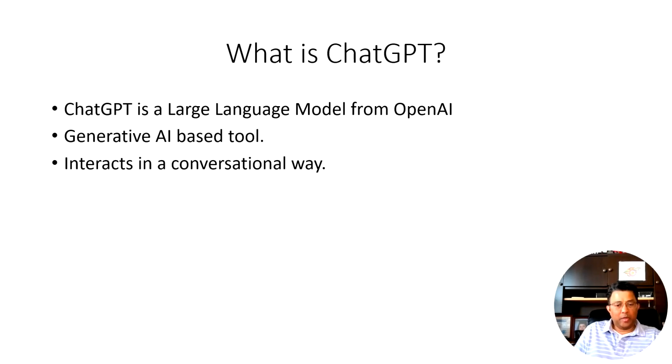While many people already know what it is, ChatGPT is a large language model from OpenAI, which is basically a generative AI-based tool, which means it will generate content using artificial intelligence, and it interacts in a conversational way. So you can ask a question or give it an instruction, and the output will be something that it will generate for you. That can be text, a video, an image, or audio, depending on the particular tool.